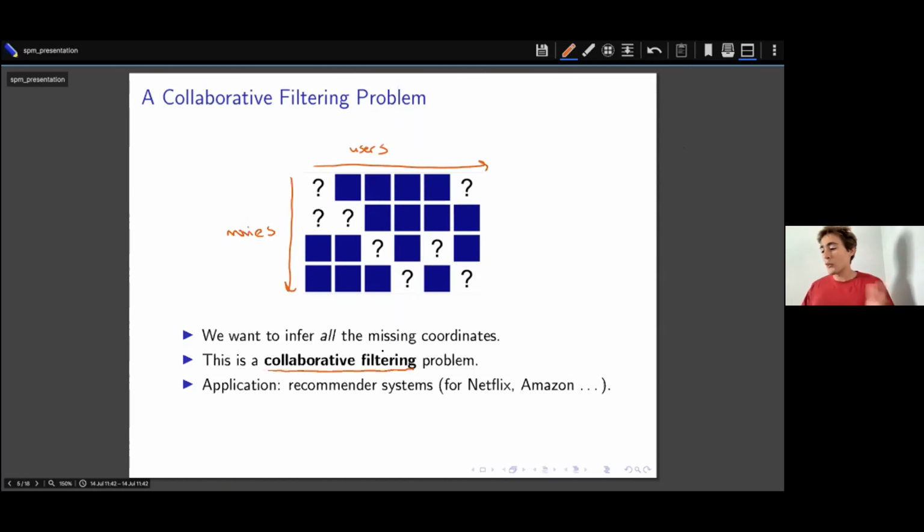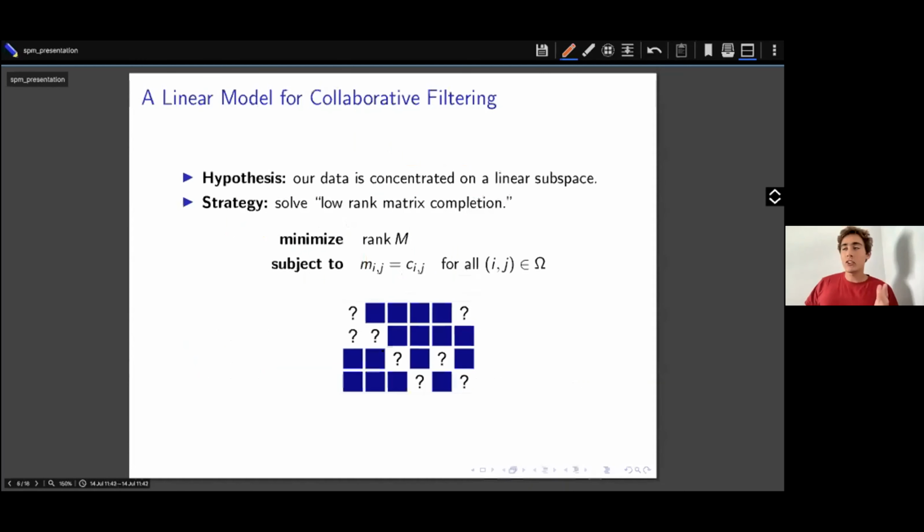So how in the world do we solve this problem? Well, there's a very natural analogy of linear regression in the case of collaborative filtering, called low-rank matrix completion. So what's the idea? The idea is to assume that the data has some linear relations present in it, which is to say that this matrix, our data matrix, if we had these missing entries, would turn out to be a low-rank matrix.